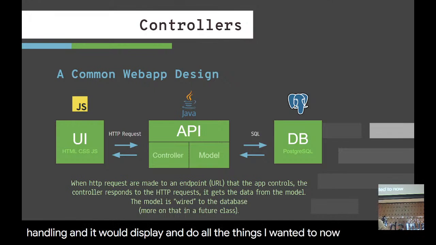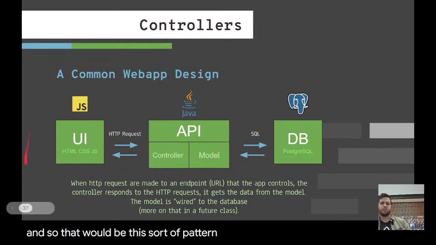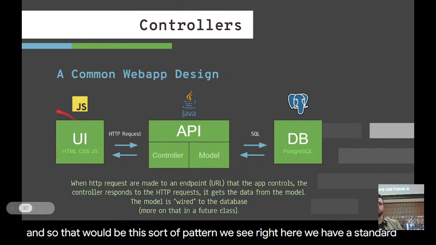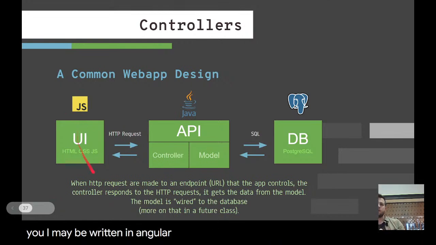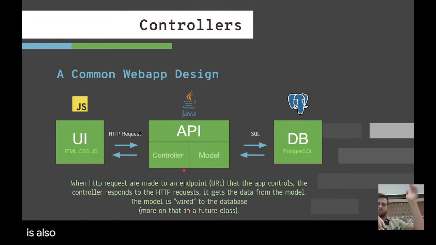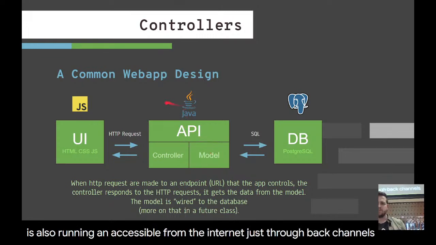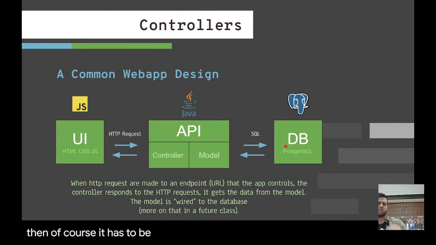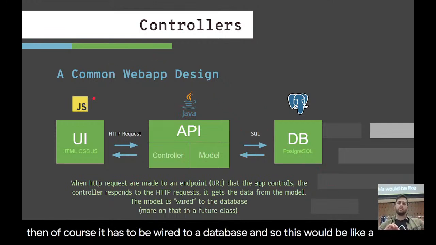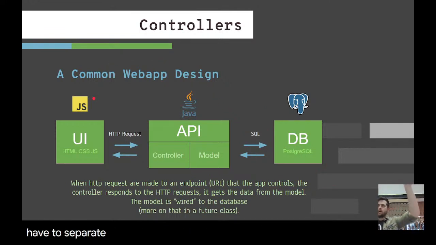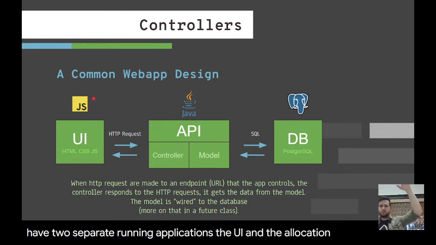Now, that would be this sort of pattern we see right here. We have a standalone UI, maybe written in Angular, and then we have the application interface, which is also running and accessible from the internet just through back channels. And then, of course, that has to be wired to a database. And so this would be like you have two separate running applications, the UI and the application interface.